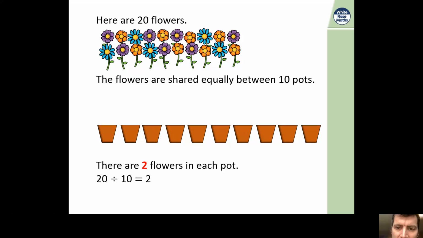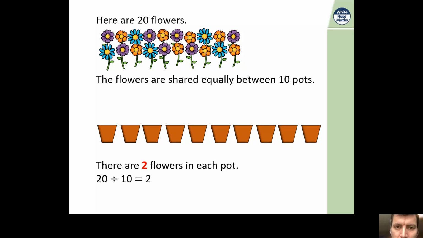Okay, having a look now at when we've shared them into 10 pots. So 1 in each pot the first time, we've still got 10 left over. So then when we put the second 10 in, we can see that in each pot there are 2. Great stuff. Well done. So 2 in each pot. Well done, year 3. Okay, so there are 2 flowers in each pot.